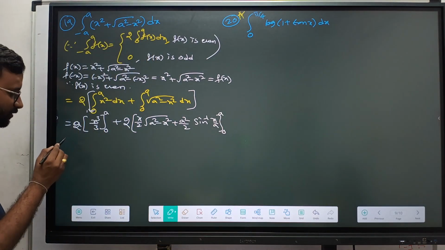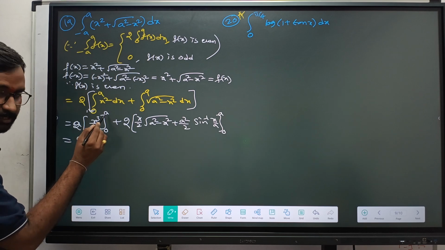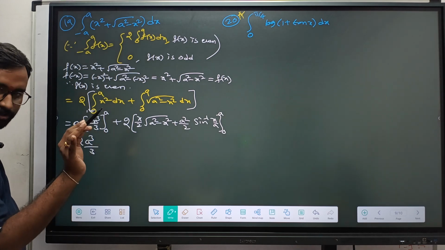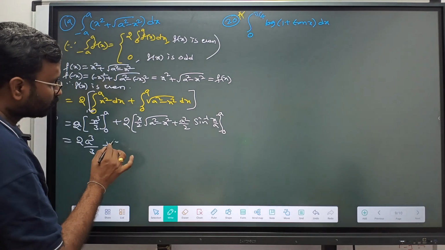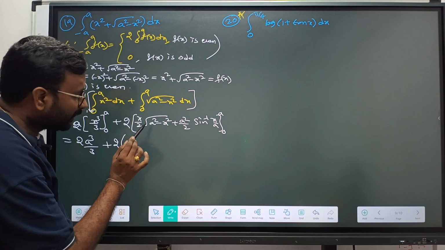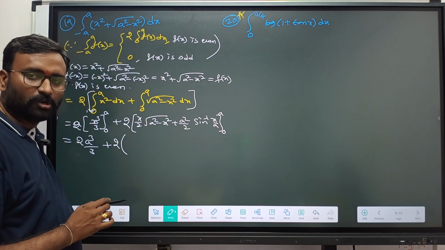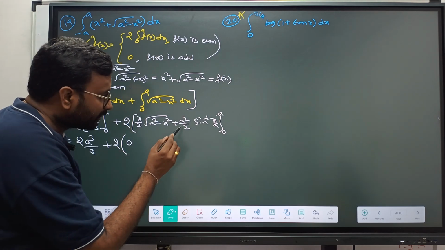First apply limits here: 2 into a cube by 3. Expressed in a, we have to write. 0 no need to write. Plus 2 into the upper limit. What is the upper limit? a. If you write here a by 2, okay, but here a square minus a square is 0. Right, here also the upper limit.